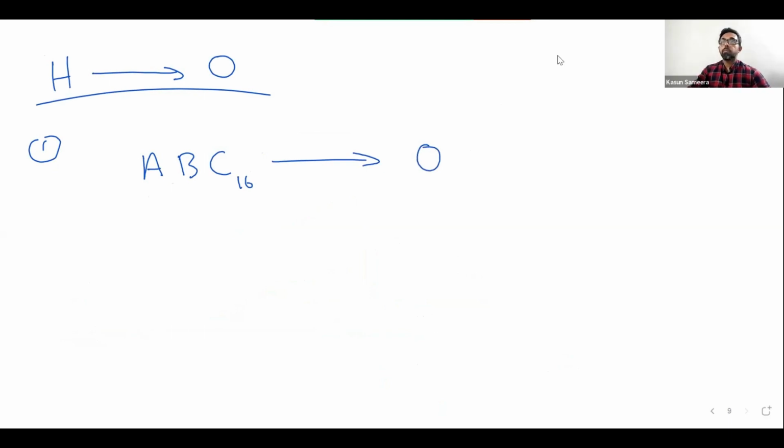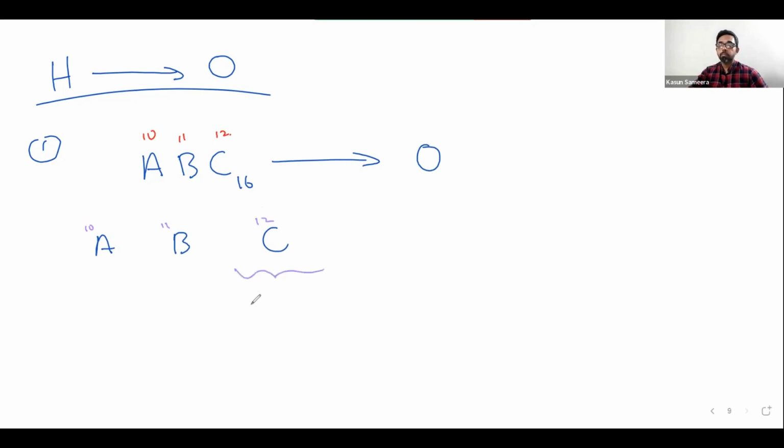ABC means the numbers 10, 11 and 12. Okay, then how to convert it into binary? Just write those letters. They represent 10, 11 and 12. Just convert them into binary.